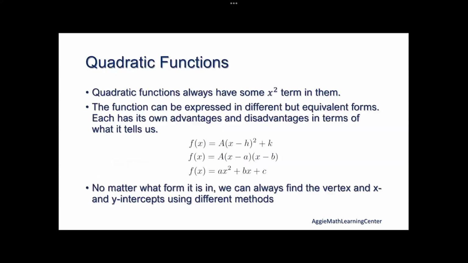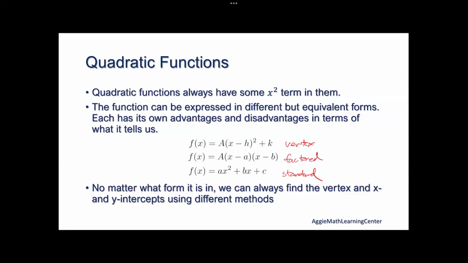Quadratic functions always have some x squared term in them, or when you factor them or do something to them, you'll get an x squared. For example, the function can be expressed in a lot of different ways. Right here we have our vertex form. I'm pretty sure this is our standard form. And that one is the factored form? Okay, I just needed a quick reminder.